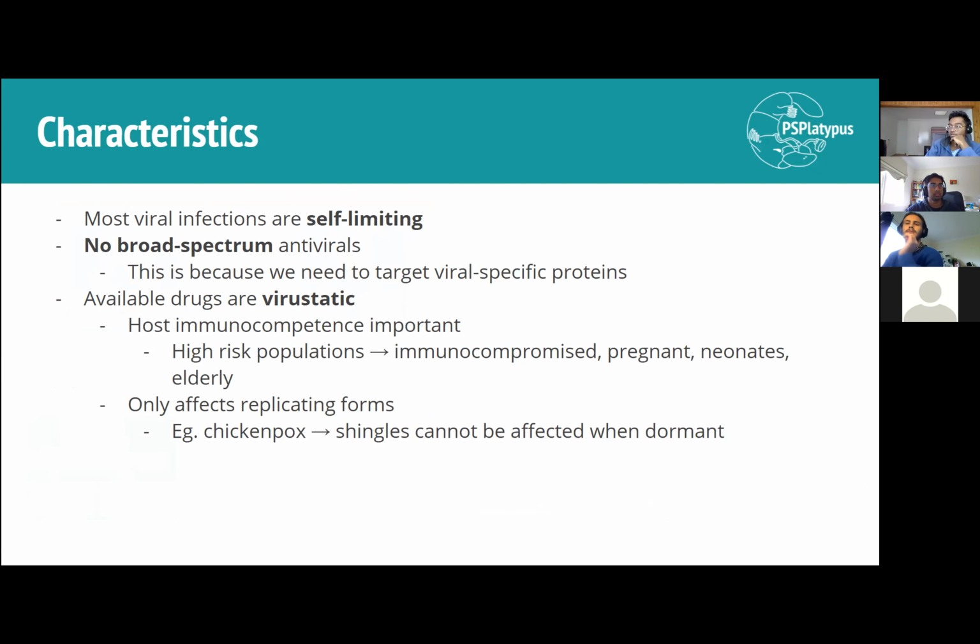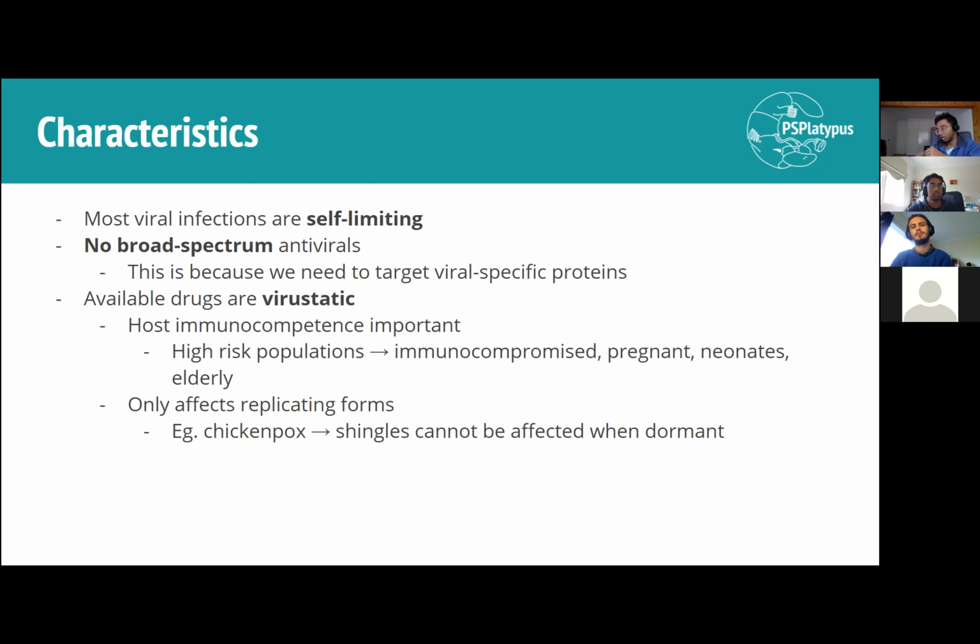Just a bit more info though. Most viral infections are self-limiting. So we don't actually need antivirals for the most part, unless the host is immunocompromised. And we'll get to that in a second. There's also no real broad spectrum antiviral since it's very specific to viral specific proteins. And one last thing is all available drugs are virustatic, meaning it's not going to kill the virus. So host immunocompetence is very important, which is again why most viral infections are self-limiting, except for people who are immunocompromised, and also in high-risk populations like pregnant people, neonates, and elderly.